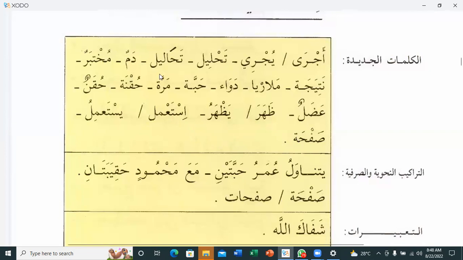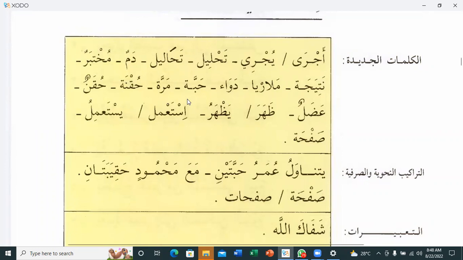Now clear all these words? Yes, ma'am. Okay, now Karima, you repeat all these words. Ajra, he did. Yujri, he does. Tahlil, test. Tahalil, tests. Damun, blood. Mukhtabar, laboratory. Natija, result. Malaria. Dawaun, medicine.